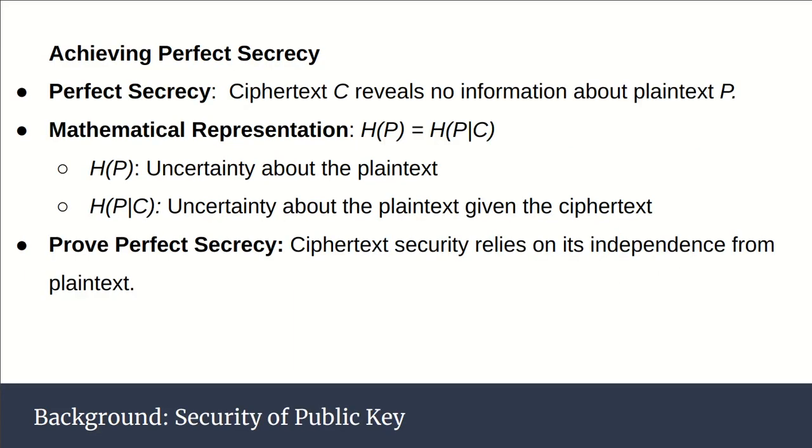Perfect secrecy is an important concept in cryptography. Ciphertext C should reveal no information about plaintext P. This can be mathematically represented as: the uncertainty about the plaintext P should equal the uncertainty about the plaintext P given the ciphertext. In order to prove perfect secrecy in a model, we need to prove that in this model the plaintext is independent from the ciphertext.